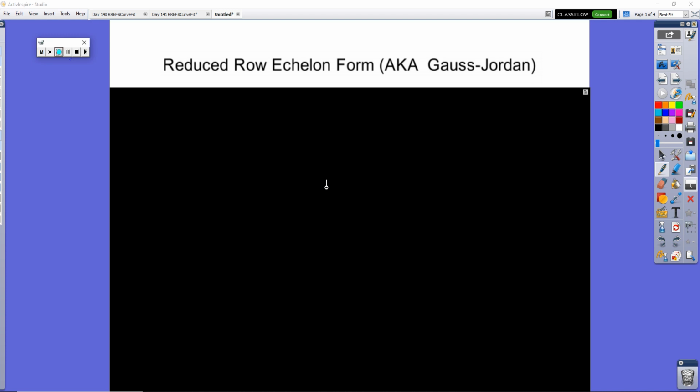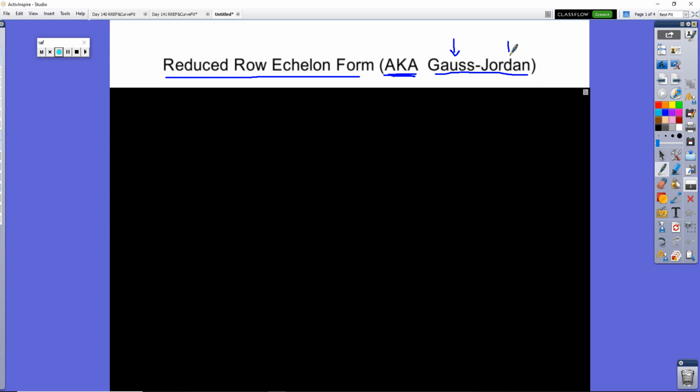In today's notes, I'm going to teach you about another method for solving a system of equations. This method is called reduced row echelon form, or another name that you may commonly hear for this method is AKA, by the way, stands for also known as. This is also known as what's called the Gauss-Jordan process. So you're already familiar with Gauss. Gauss is the one who came up with Gaussian elimination, Friedrich Gauss.